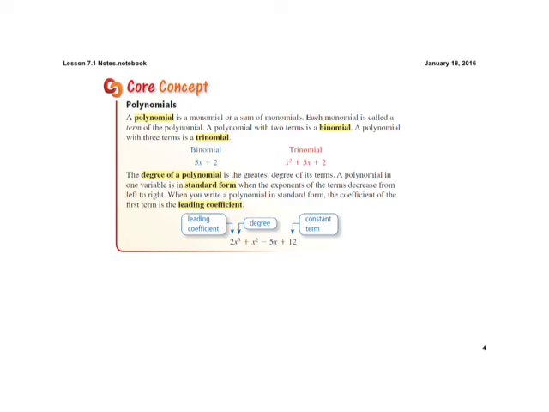Now, the degree of a polynomial is different than the degree of a monomial. The degree of a polynomial is the greatest degree of the terms, so it's the highest exponent we're looking for. A polynomial in one variable is in standard form when the exponents from left to right go biggest on the left, smallest on the right. So we're going to rewrite these in standard form. And the coefficient of the first term is what we call the leading coefficient, and that's the number out front of the highest exponent.